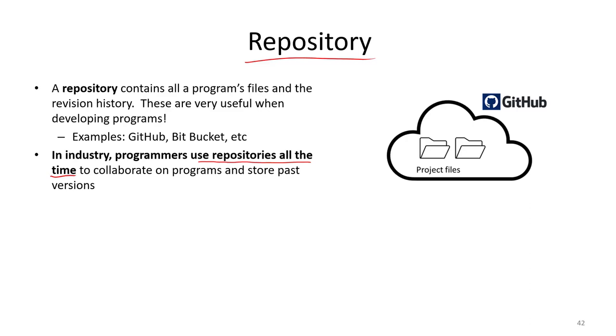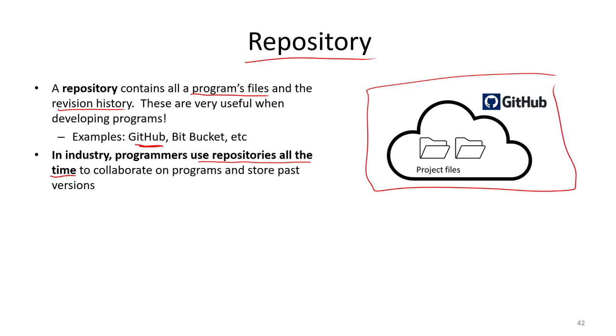And you can imagine this is incredibly useful if you have a big team working on the program, or if you're making a lot of changes, because the repository will contain all your files in one spot and the revision history. So it's a lot easier to collaborate on a program. In this class, we'll be using GitHub, which is actually an online cloud-based repository, and we'll see that it has many advantages for our specific use.